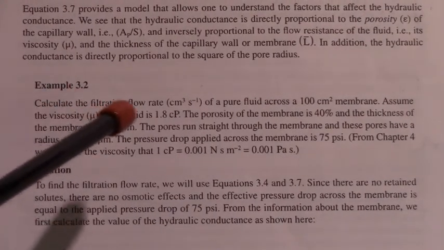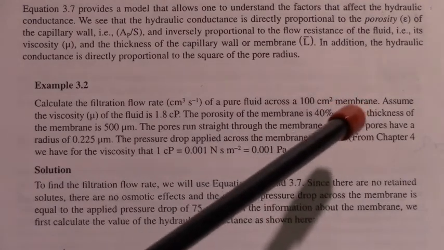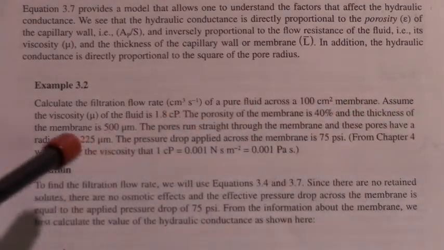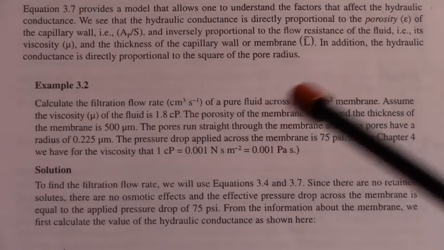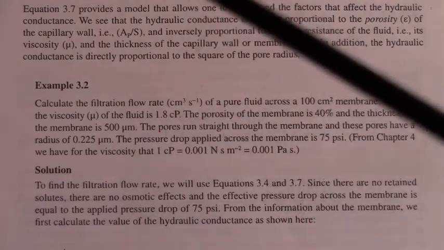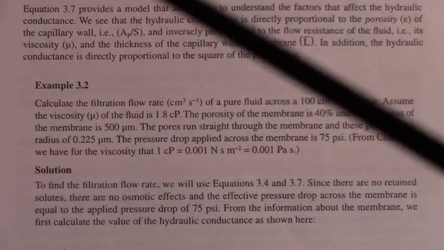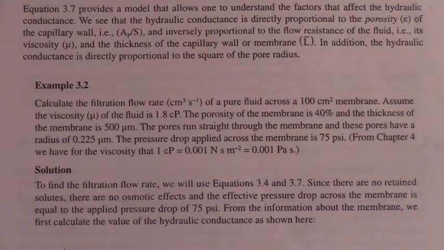It says calculate the filtration flow rate of a pure fluid across a 100 square meter membrane. Assume the viscosity of the fluid is 1.8 centipoise. Now that's just a unit on viscosity. When we get into chapter 4, we'll talk about where that comes from. Just for example though, the viscosity of water at 68 degrees, I think, is about 1 centipoise. So this fluid's a little more viscous than water.